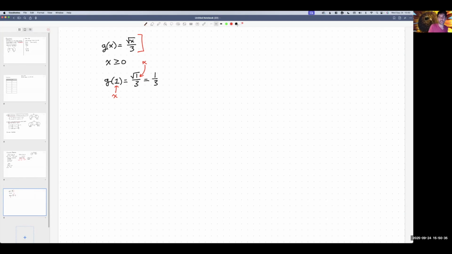You can think of it another way. This is less convenient, which is why we don't write it this way. But we're just saying, given the input, take the input, take its square root, and divide by 3, right? That's kind of the long form way to write that. Okay.